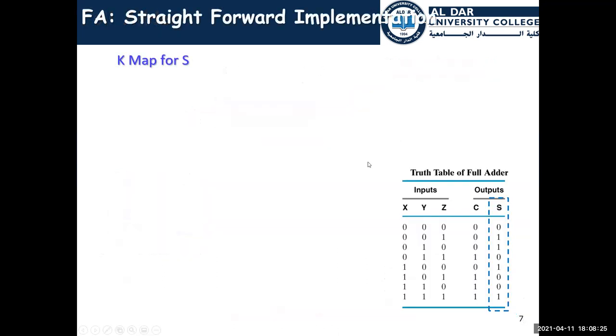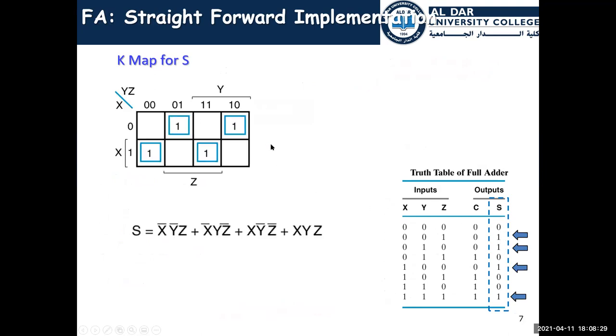Karnaugh map, or K-map: if you look at the Karnaugh map for implementing the sum, you see the sum is just XOR because there are no ones beside each other. There is no neighbor one. There are no neighbors here.